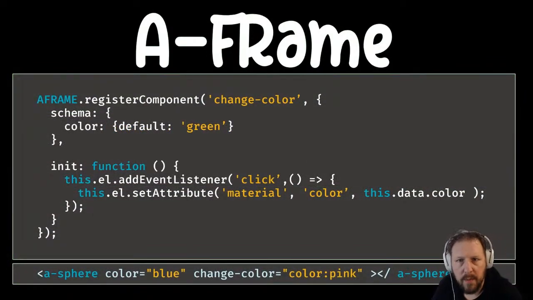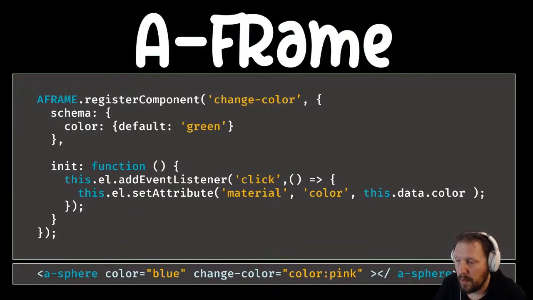Here we have a simple example of an A-Frame component. It's very small, but to be honest, there is a lot of stuff in here already. And if you know what's going on here, you can just build from that. So every component has to be registered with A-Frame for it to work. It has to have a name. In this case, change-color.